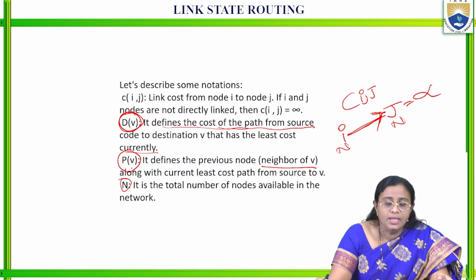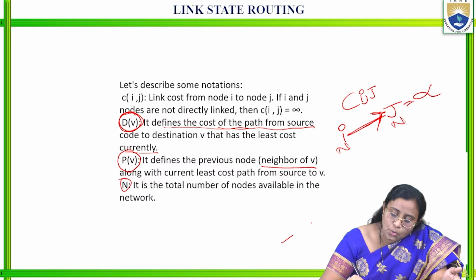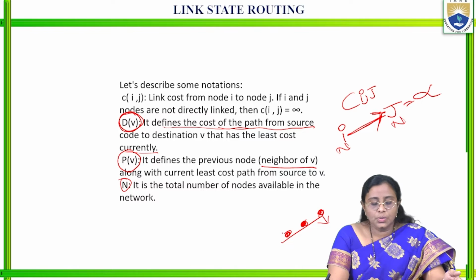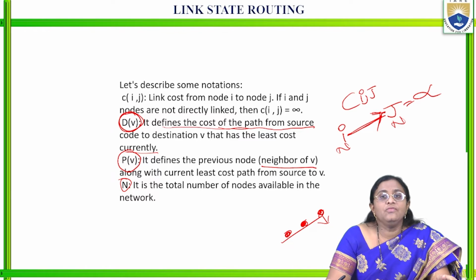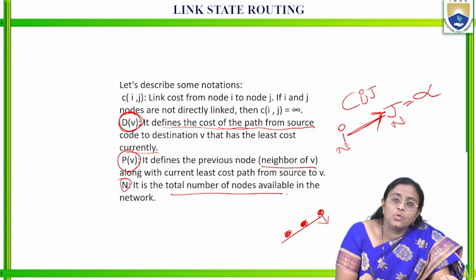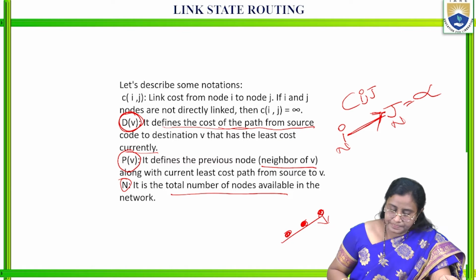Coming to P of V, it defines the previous node. When you are working with the existing node or the previous neighboring node, it defines the previous node. So, the neighbor of V along with the current least path from source to V. N already defines the total number of nodes present in the network topology you are currently dealing with.